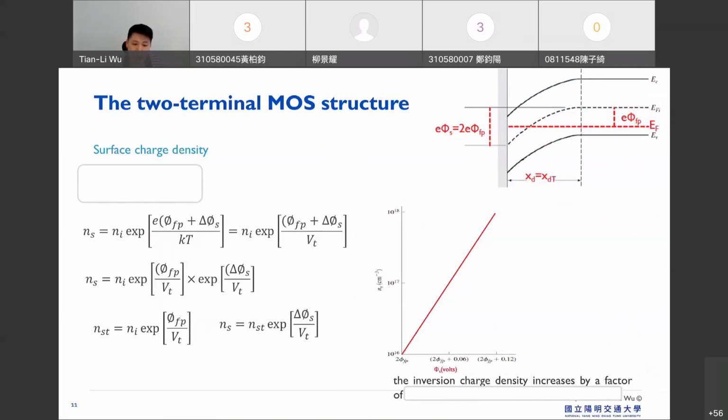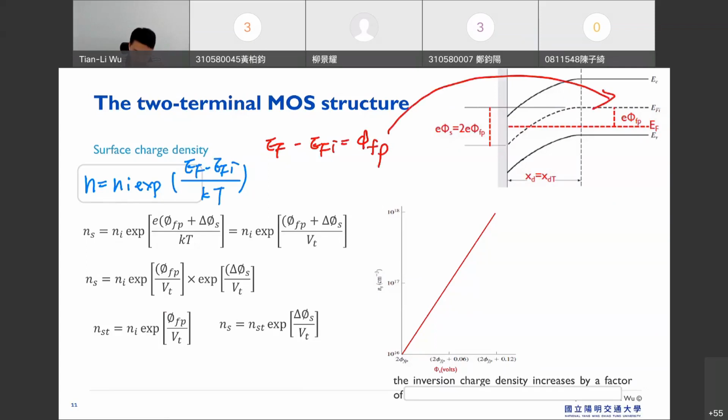Okay, so the next one is we start to consider calculating the surface charge density here. First of all, we're back to the basic equation that n equals n_i exponential of (E_F minus E_Fi) over kT. And then we can know that E_F minus E_Fi is equal to phi_FP.